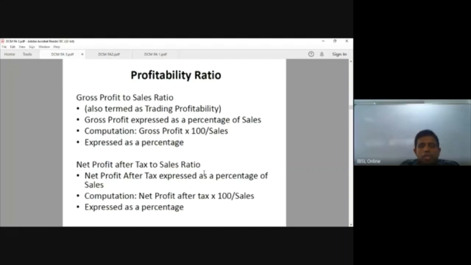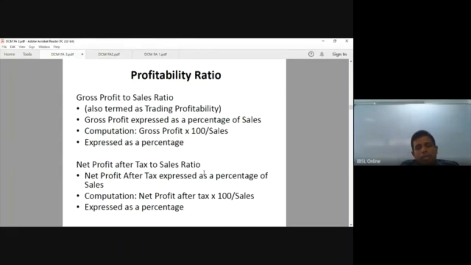Now, if I recall what we discussed a moment ago, for this ratio, gross profit and sales, both items are from the income statement. Do we need to take any average balances here? No. Because both items are from the income statement, in that situation there is no need to take any average balances. Right? This is a very simple ratio to calculate.